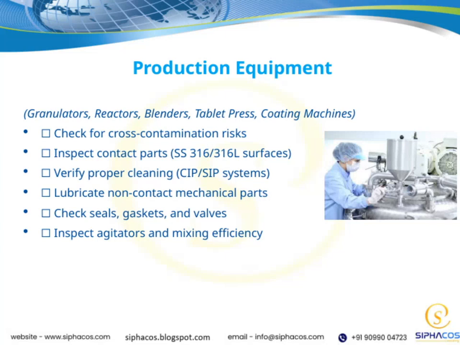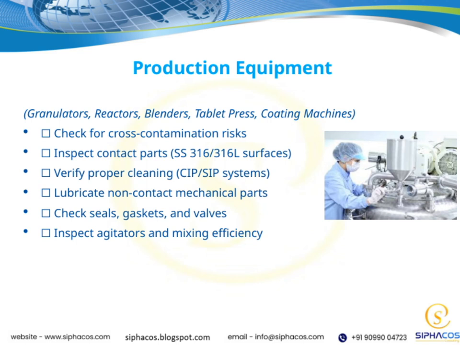Now, let's talk about the production equipment we use, including granulators, reactors, blenders, tablet presses, and coating machines. It's essential to regularly check for cross-contamination risks between these pieces of equipment to ensure product purity and safety. Next, we need to inspect all contact parts, especially those made from stainless steel 316 or 316L, because these surfaces are critical for maintaining hygiene and preventing contamination. Verifying proper cleaning procedures, whether through CIP or SIP systems, is also key. This ensures that residues are effectively removed between batches.